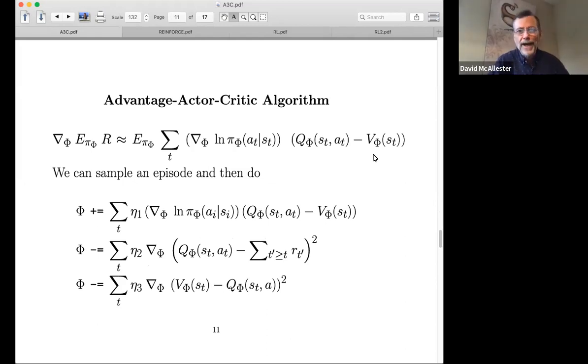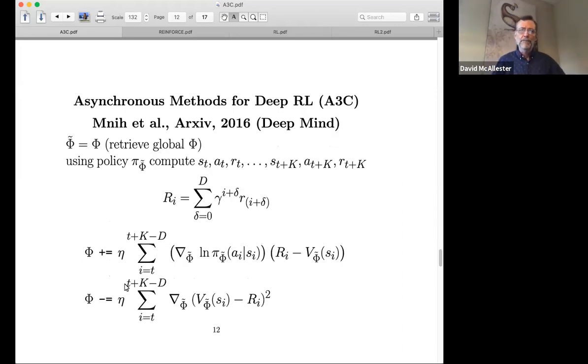Okay, now we've got 3 networks that we have to train. We've got a gradient term due to the policy gradient. Here we're using the advantage, which is helping us reduce variance. We've got the training of the Q function, and we've got the training of the value function. The value function wants to be the average over the draw of A of the Q function. And that's exactly what minimizes this squared difference. So now we have these 3 gradient components.